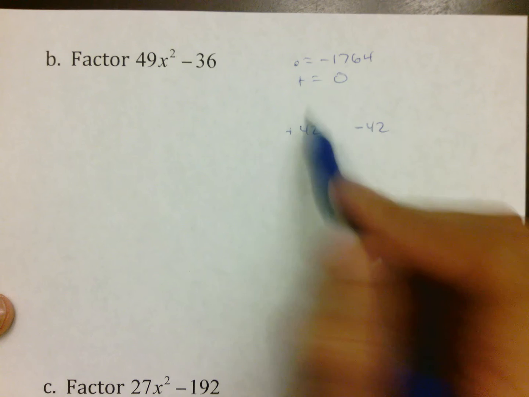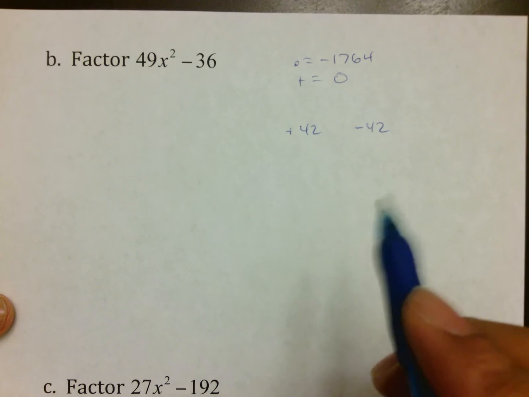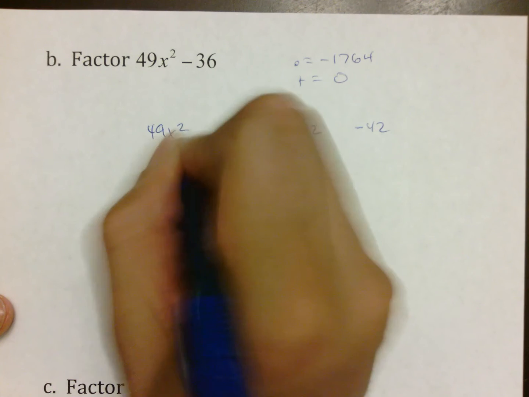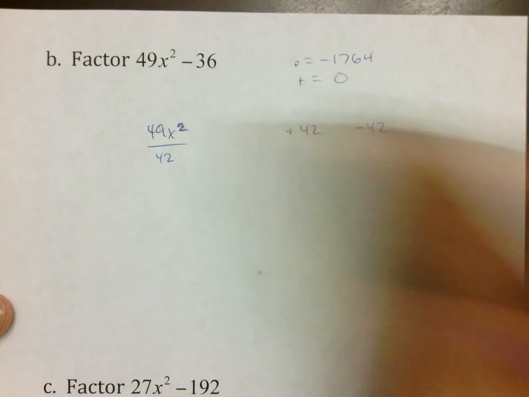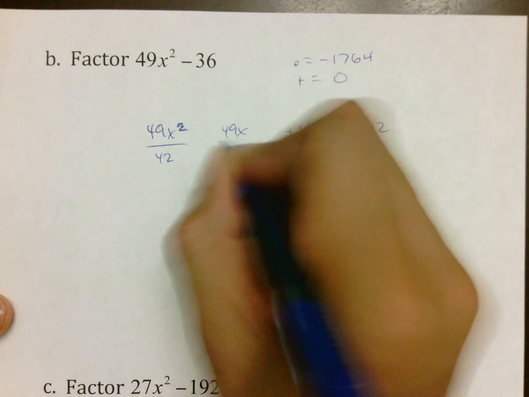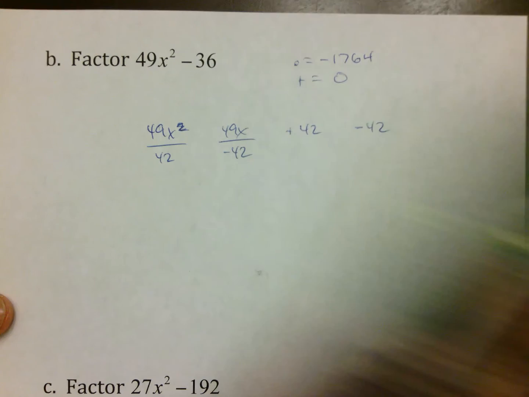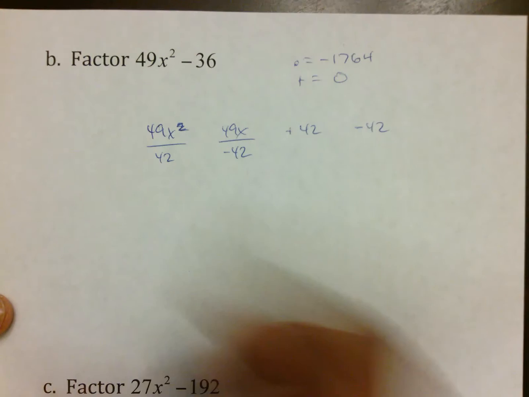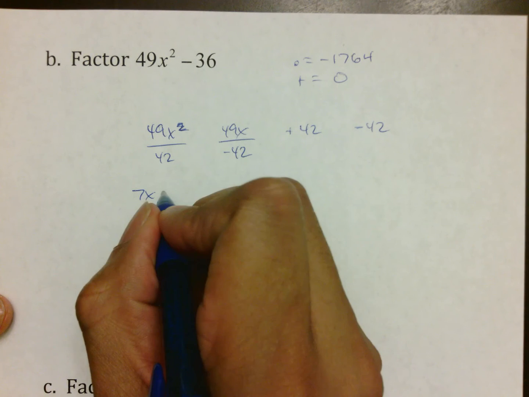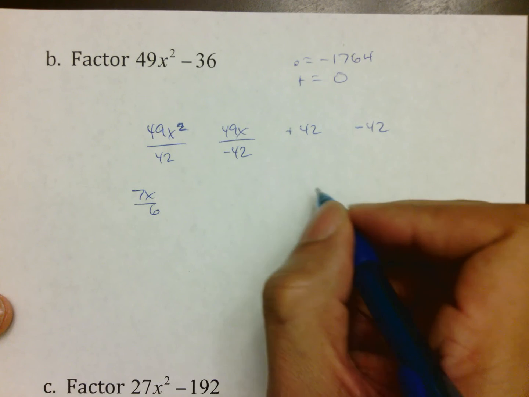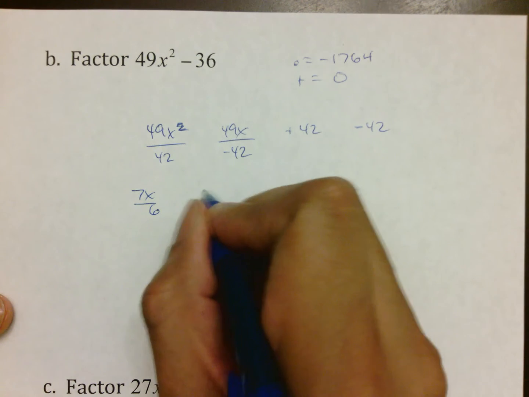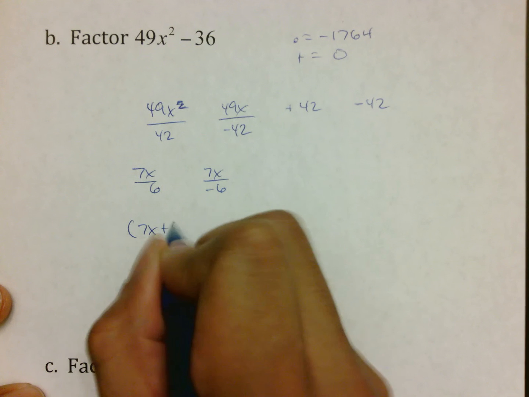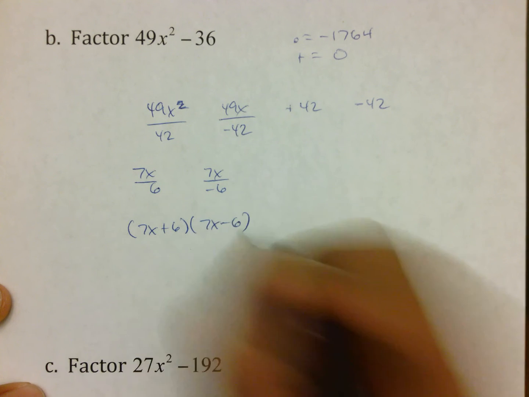Instead of going through all the numbers down to 42, just square root the number, find out what it is, and go from there. But once we get that 42, we now do 49x over 42 and 49x over negative 42, and we reduce them both. So 49 over 42 is 7 over 6, which means it is 7x over 6. This, of course, is going to give me the same thing, except it's going to be 7x over negative 6, which means my final answer is 7x plus 6 and 7x minus 6.